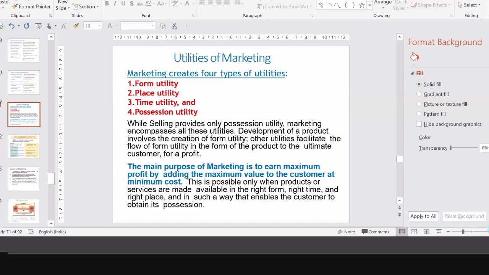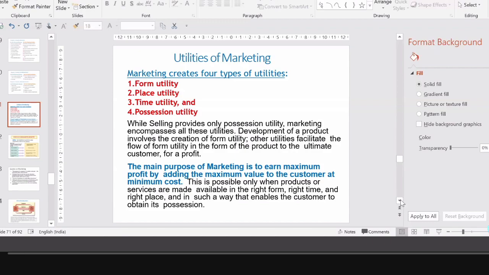Like, the development of a product involves creation of the form and the flow of the product that we have created, or the services, to the customer for a profit for the exchange to take place. The main purpose of marketing is to earn maximum profit by adding maximum value to the customer, but at minimum cost. Okay, this is possible only when products or services are made available in the right form, the right time, and the right place, and in such a way that enables the customer to obtain possession.